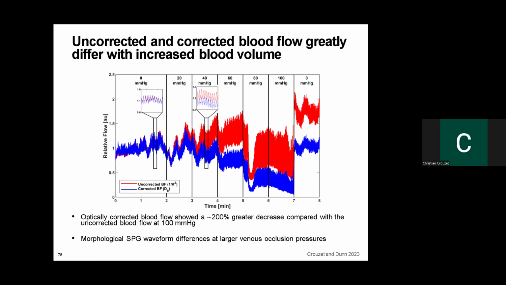So the question is, what are these oscillations? Right, so that's actually due to each contraction of the heart. If you were to zoom in here, it doesn't look like noise. It's actually each heartbeat. Basically, it's the pulsatile waveform that's in the finger at that time point.